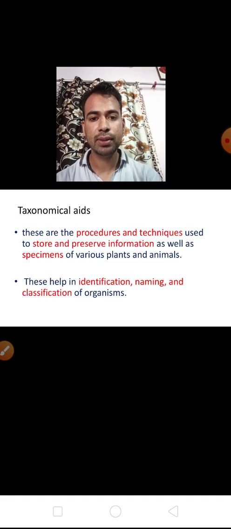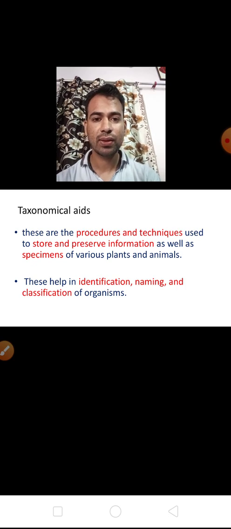Okay, but before starting this topic, I want to give some instructions to you. Children, make notes yourself from NCERT. NCERT is the best book, do not use any other side book. From NCERT you make the notes yourself, and when school reopens, you show them to me, then I will check. Okay, so let's start the last topic of the chapter, that is taxonomical aids.